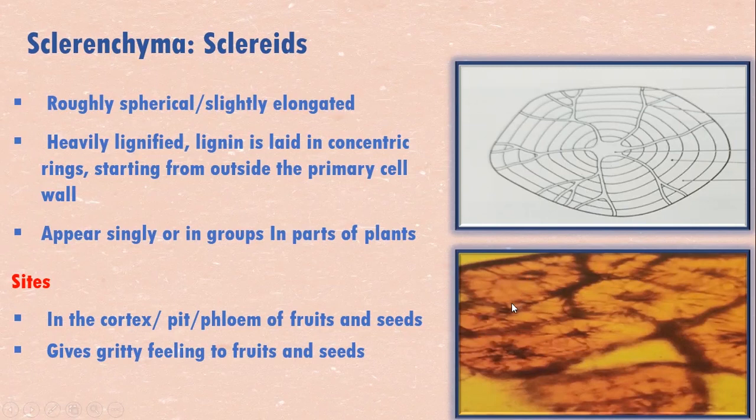These sclereids or stone cells are found in the cortex or phloem of fruits and seeds, mostly, all right, in fruits and seeds, but they can also be found in some stems, and they give the gritty feeling to fruits and seeds or any part of the plant where they are. That's sclereids or stone cells.